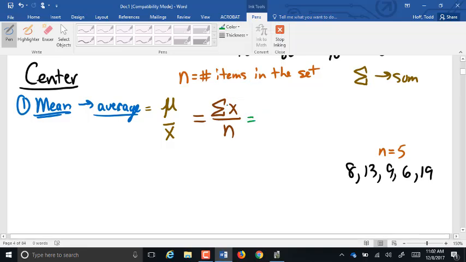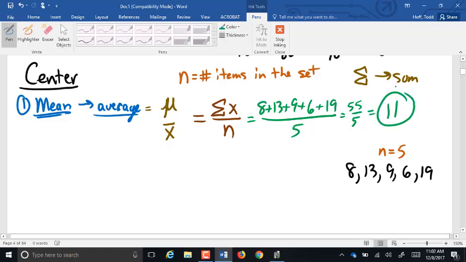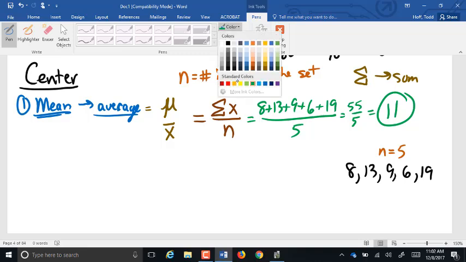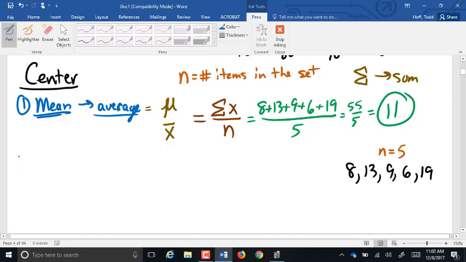Let's get away from the technical jargon and look at how we actually do this. What that means is add them up and divide by how many are there. There's 5 there. So 8 plus 13 is 21, plus 9 is 30, plus 6 is 36, plus 19 is 55. Divided by 5 gives us a mean of 11. So that is one measure of center. Any questions on the mean? It's one most of us have seen before.